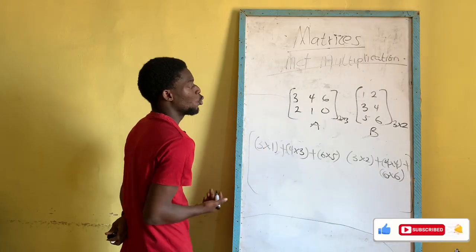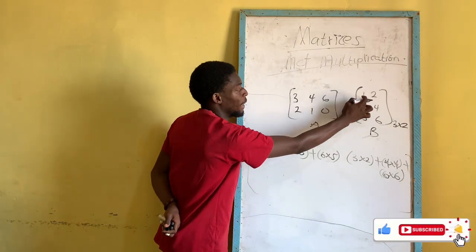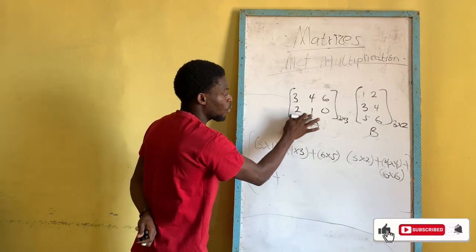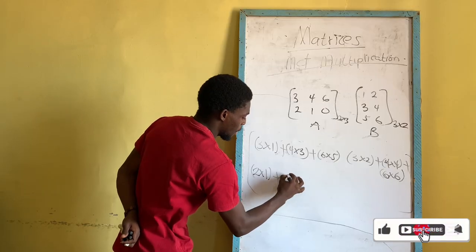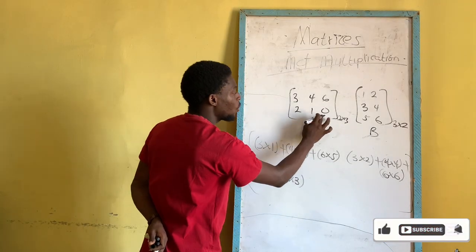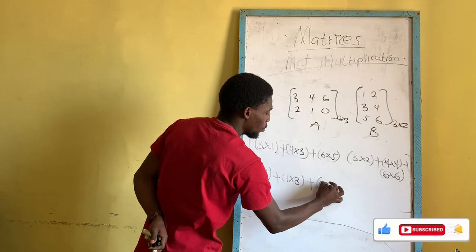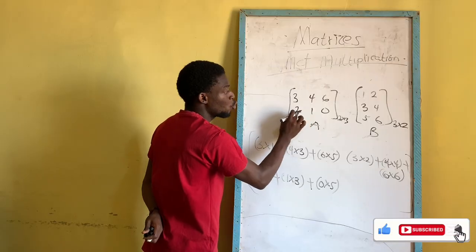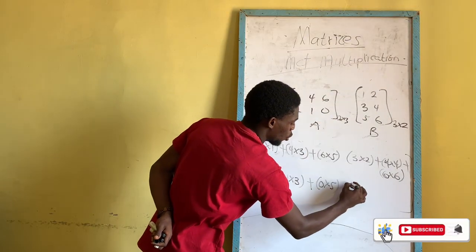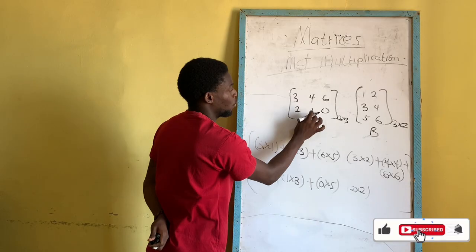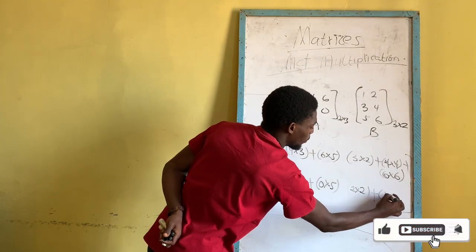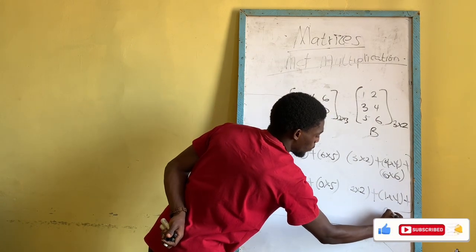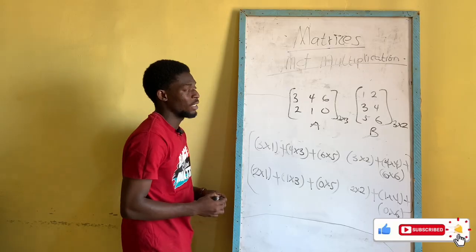Now let's look at the second row. Same approach. You multiply this 2 by the 1 here. So you have 2 multiplied by 1 plus the second one, which is 1 multiplied by 3. Then 0 multiplied by 5 plus 0 multiplied by what? By 5. You are done with your first element. Now let's move to the second one. You multiply this 2 by what? The 2 here. So we have 2 by 2. Then 1 by 4 plus 0 by 6.